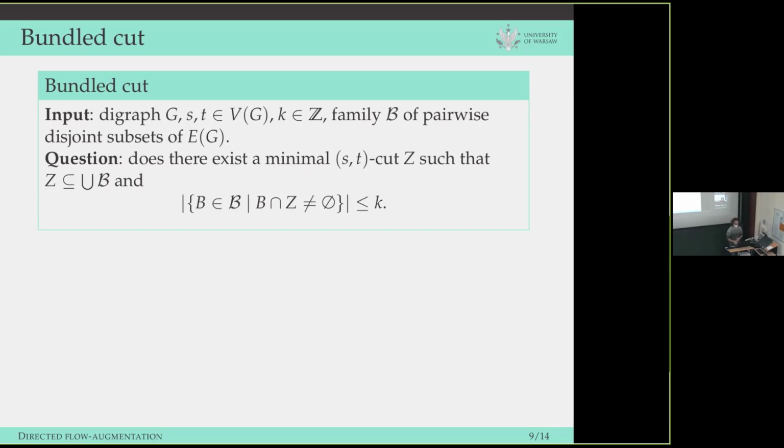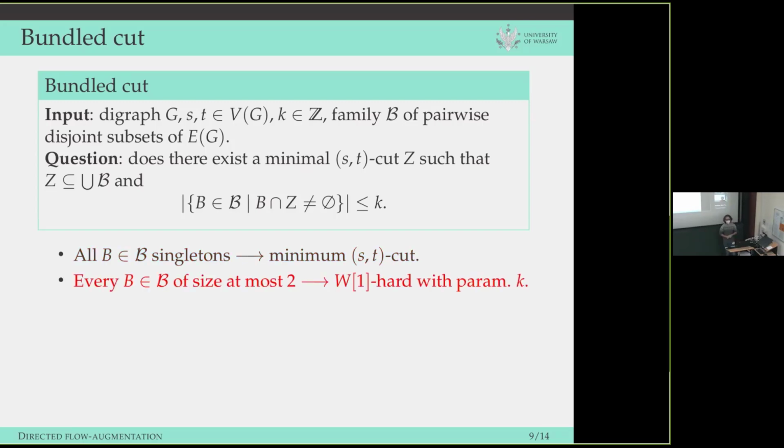Okay, so that's like bundled cut. And in this problem, if all bundles are singletons, we didn't do anything, this is still a minimum cut. And there is an old W[1]-hardness proof that if bundles are just of size 2, so edges are paired, and you pay 1 to delete both edges of a pair, this problem is already W[1]-hard when you parameterize by the cut size. So it doesn't seem to be anything interesting here, but it turns out there is.